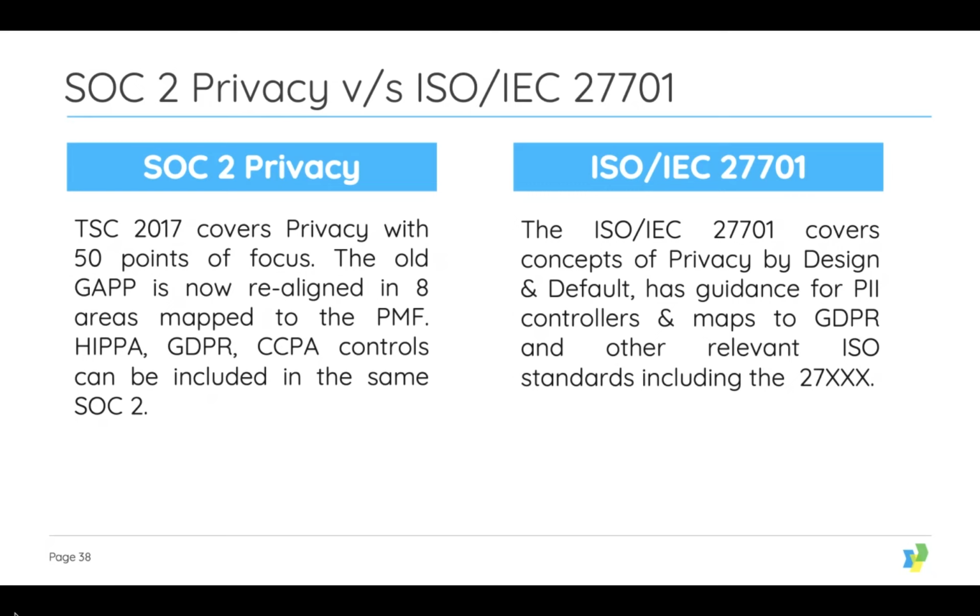However, the SOC 2 for privacy will definitely show your third parties what controls exactly have been implemented, how they have been implemented, and what are the auditor's comments on each of those controls. So that provides more assurance to your customers and third parties than even ISO 27701, of course.